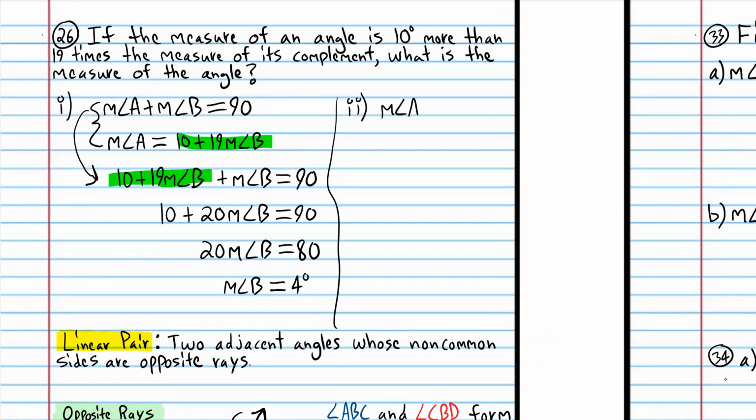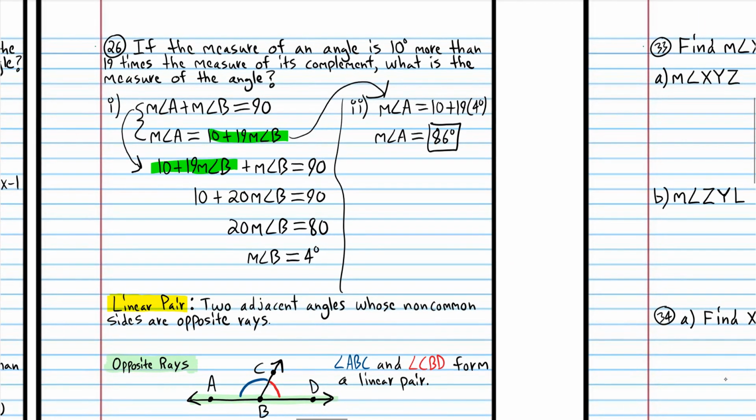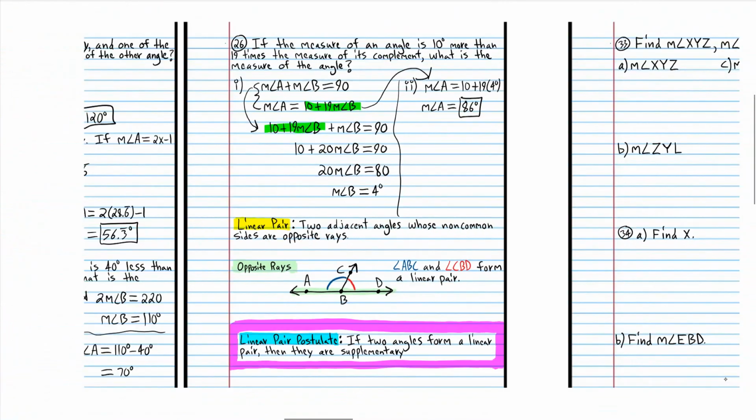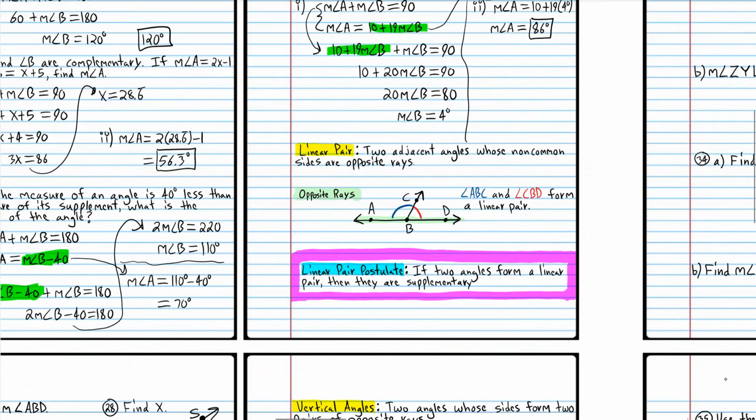So the measure of angle A is equal to 10 plus 19 times 4 degrees. So I got that equation from here. And by the way, you could just subtract 4 from 90 to get the final answer. But we're just using our system here, showing how everything works. If you do the math there, you get 86 degrees. So the measure of angle A is 86 degrees. That's the final answer. Okay. So if you got that right, good job. That was a challenge problem.